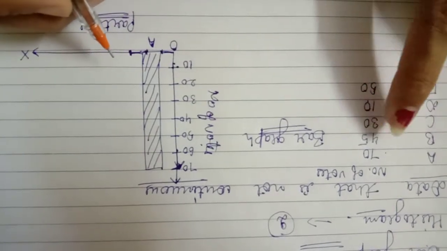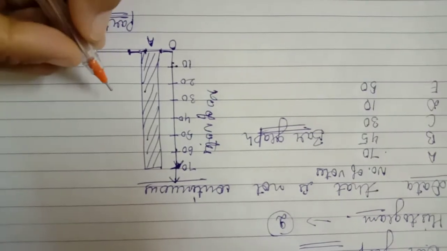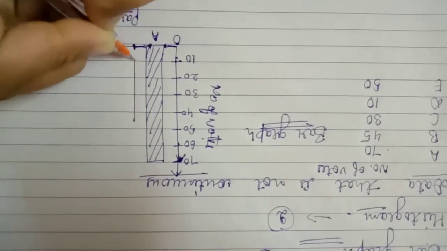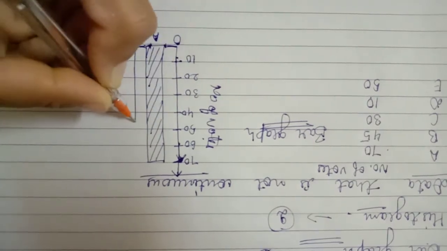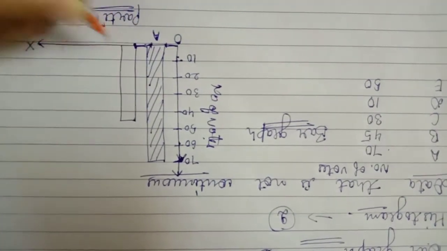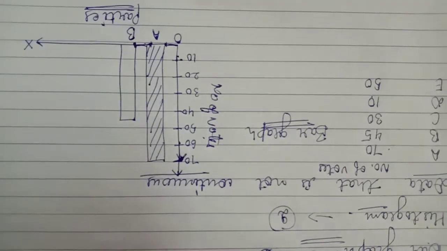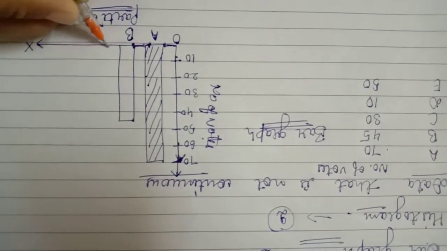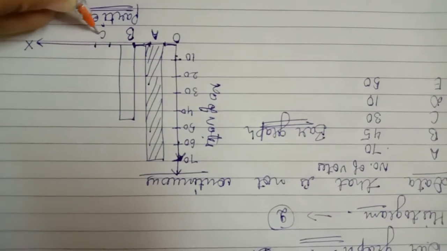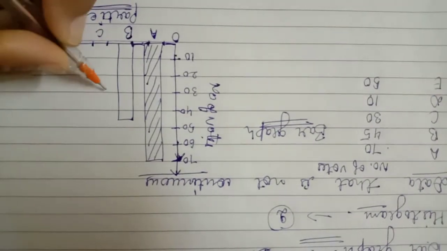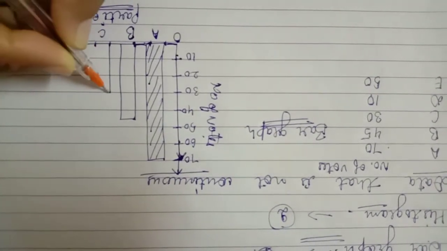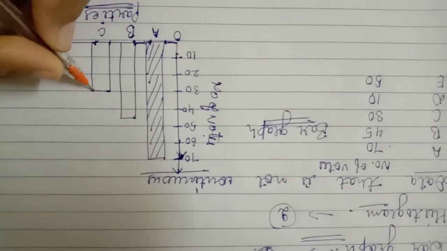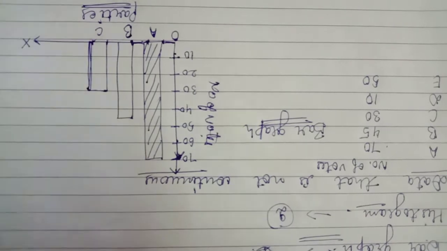Next, party B is 45. 45 means here, the middle of 40 and 50. This is your B part. Okay, next is C, 30. Here we take C. C is 30. 30 means this one. Okay ji, sorry, like this.